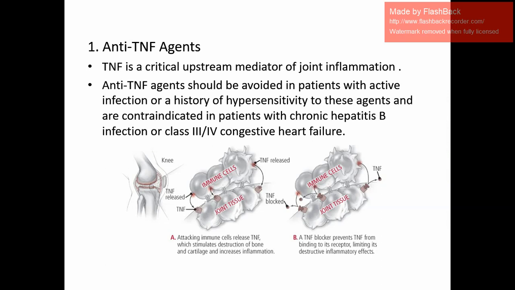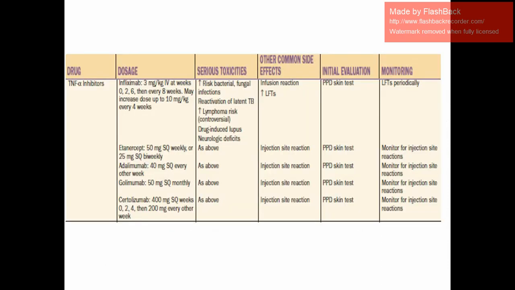Anti-TNF agents. TNF alpha is a critical upstream mediator of joint inflammation. Anti-TNF agents should be avoided in patients with active infection or history of hypersensitivity to these agents, and are also contraindicated in patients with chronic hepatitis B infection or class 3, class 4 congestive heart failure. This figure shows the importance of TNF alpha in the pathophysiology of rheumatoid arthritis. The examples are infliximab, etanercept, adalimumab, golimumab, and certolizumab.